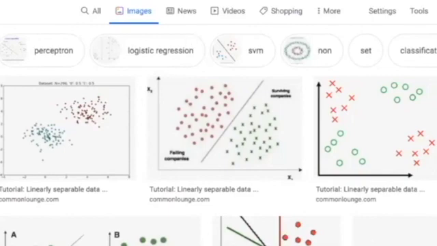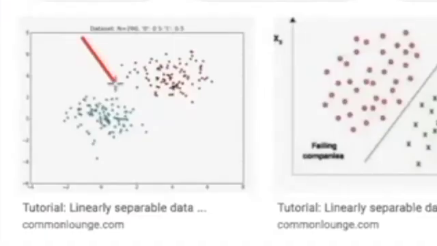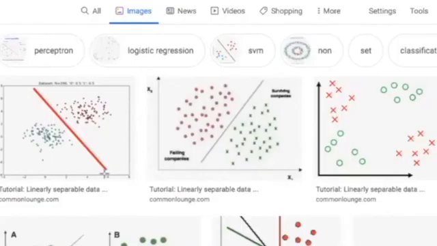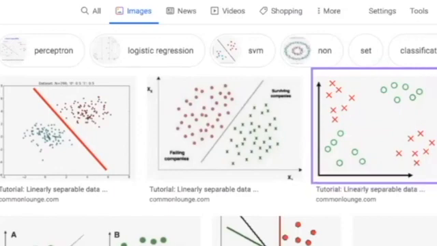Now it's important to be clear. Data is linearly separable if one linear function is sufficient. So this data set would work, because if I draw this line, it separates the two classes. This data set is not linearly separable.